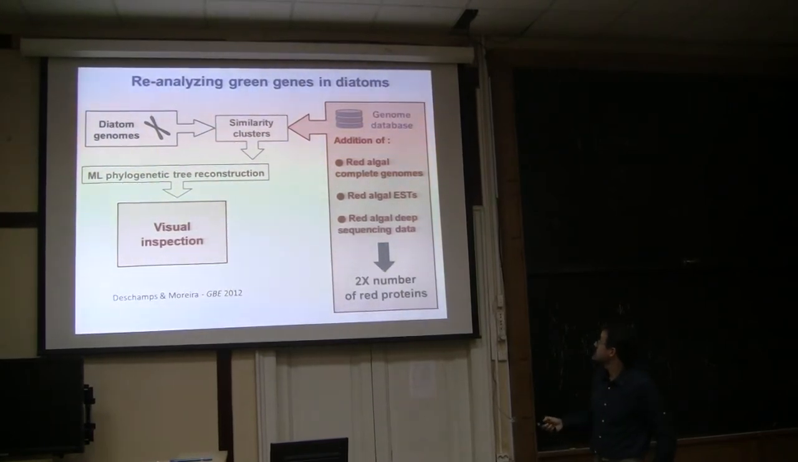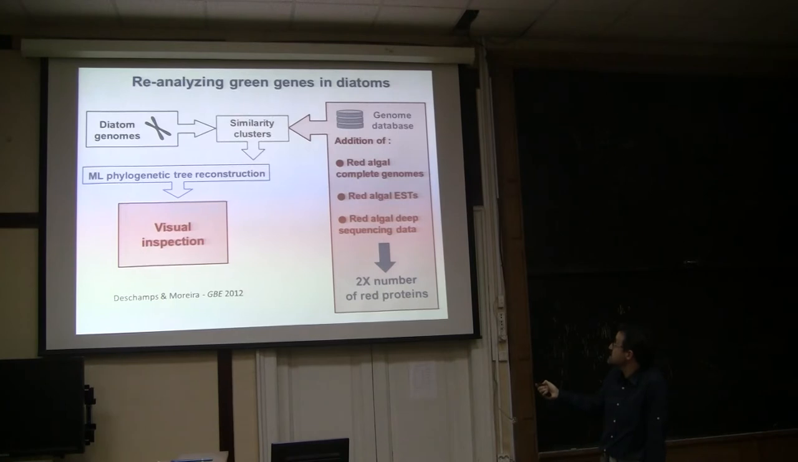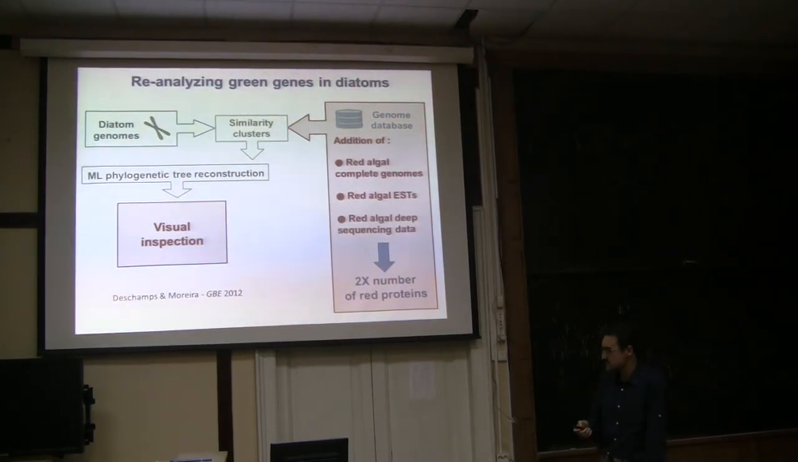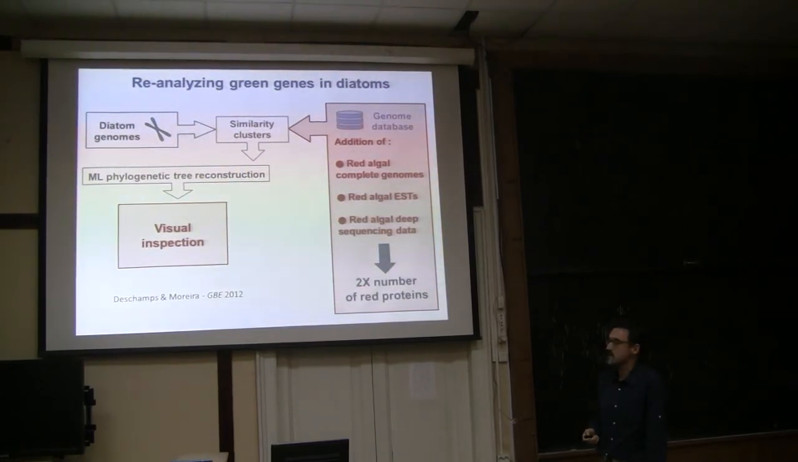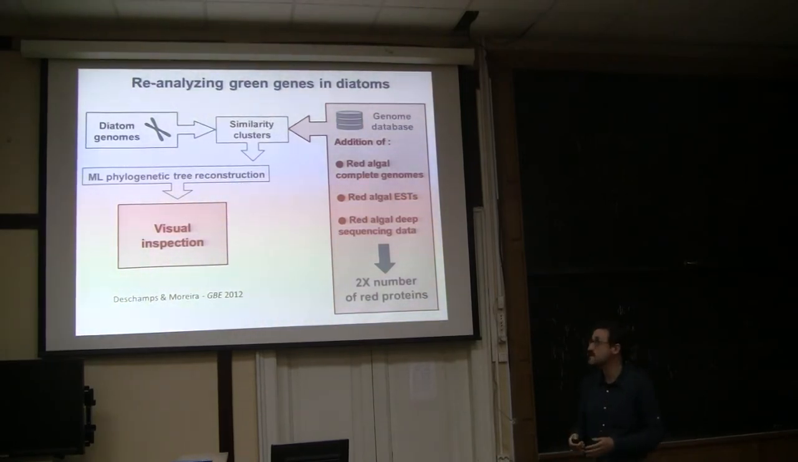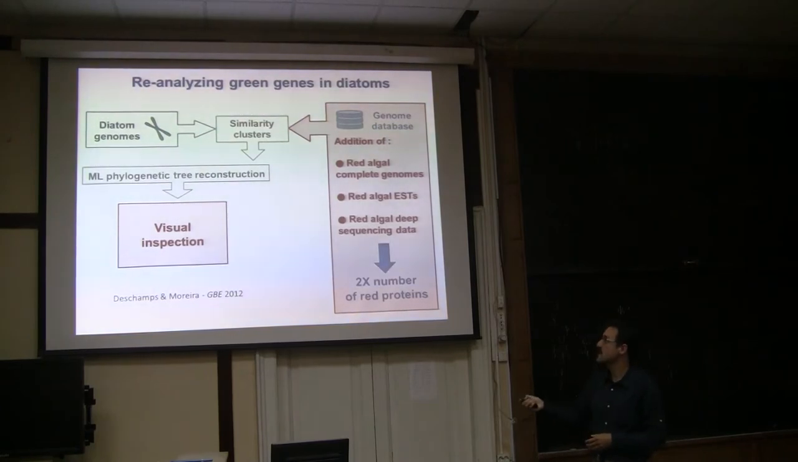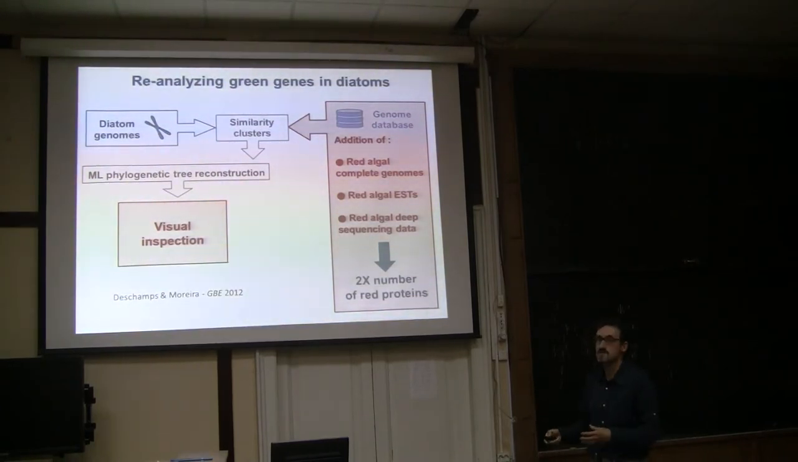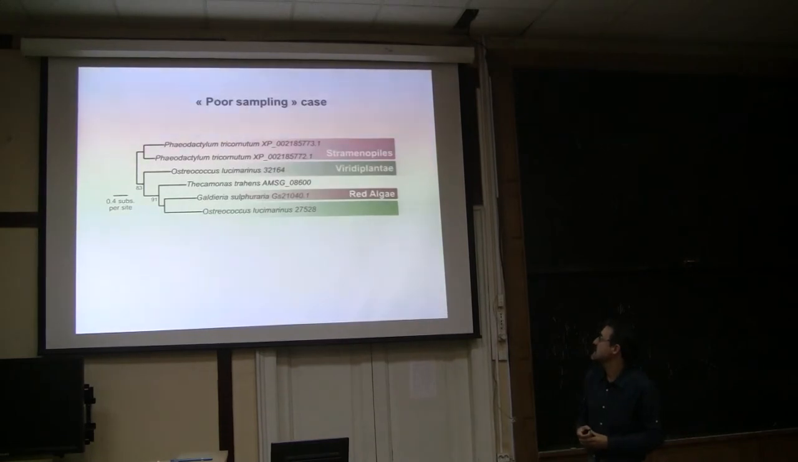First, what we did was to try to increase as much as possible the sampling of red algal proteins in the database. We were looking for red algal sequences in all possible databases, and we were able to almost double the number of red proteins in the database, and we also carried out a visual inspection of all the trees. So we reconstructed again all the trees for all the diatom proteins with these new sequences available, and we looked at all these trees. This was a lot of work because there were several thousands of trees, and we have very different situations, but we were able to classify the trees in several categories.